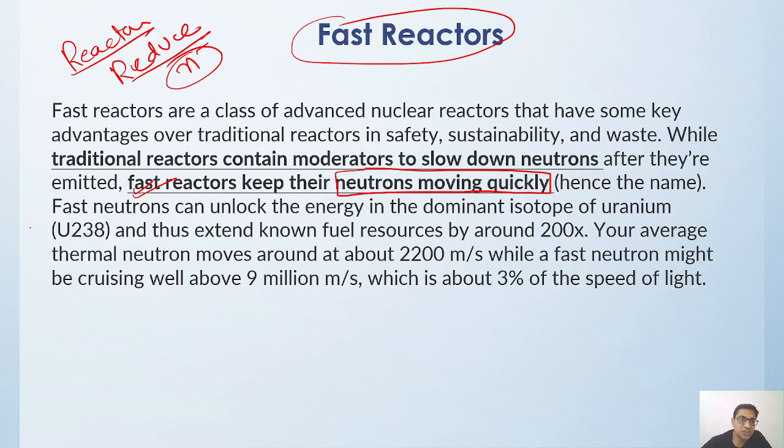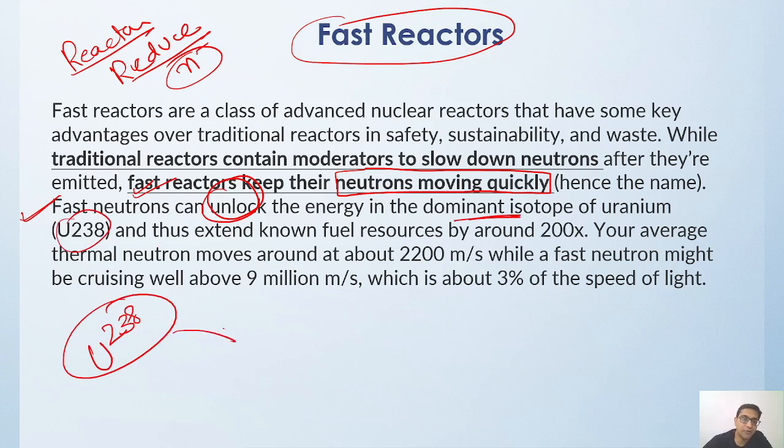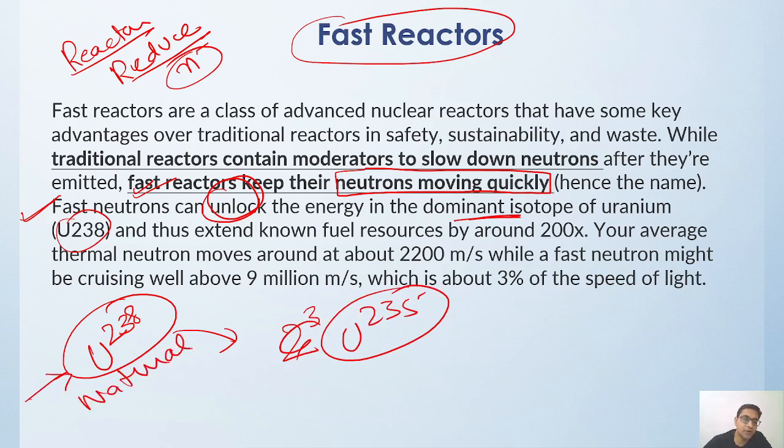These fast neutrons will further unlock the energy of the dominant isotope, U-238. You know, right? We cannot utilize U-238 directly, so we have to enrich U-235, because in natural uranium the maximum isotope is U-238, and just one minute.